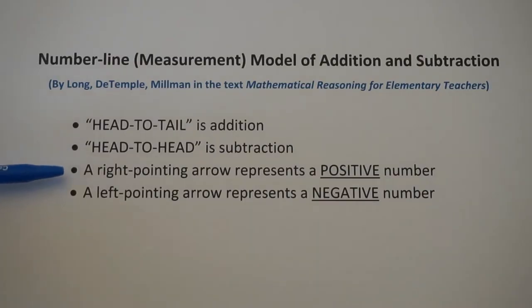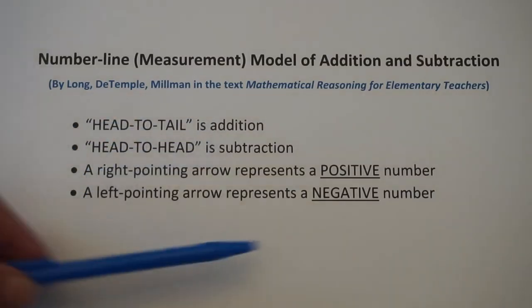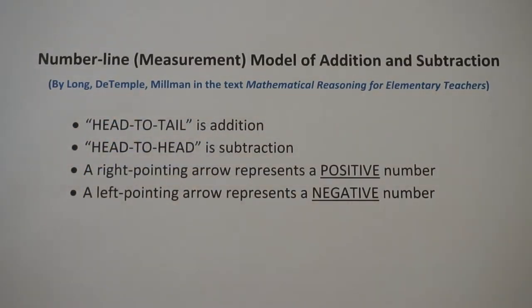A right pointing arrow is going to represent a positive number, and a left pointing arrow is going to represent a negative number. So one of the really strong features of this particular representation of this model is that we have a way of representing subtraction and a way of representing negative numbers. If you're just doing this in a haphazard way, how do you help your students understand how to do something like subtracting a negative? What would that mean and what would you do? So for now, we're only going to concentrate on whole numbers, and we are only going to look at two problems, 4 plus 3 and 4 minus 3.